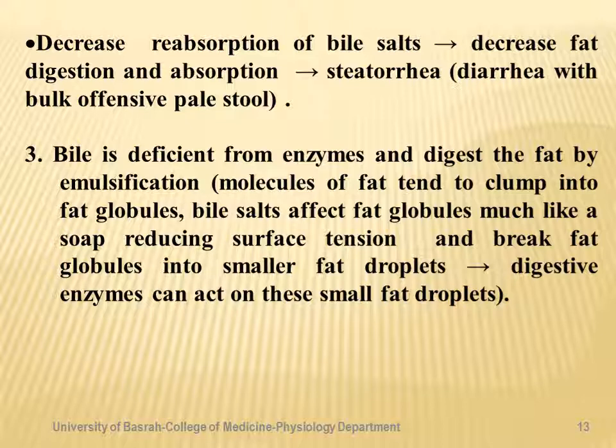Therefore it's a decrease reabsorption of fat or bile acid lead to decrease the fat digestion and absorption and lead to ما يسمى بالستاتوريا. ستاتوريا صار diarrhea but يعني fecal material تكون bulk offensive and pale، عادة كريزي. يعني شنو كريزي؟ يعني الفيكال ماتيريال تكون دهنية. ليش؟ لأنه ما عندي بايل سولت reabsorption وبالتالي راح الفات lost by the stool والستول يكون الملمس مالته كريزي ويكون bulk ويكون offensive and pale.